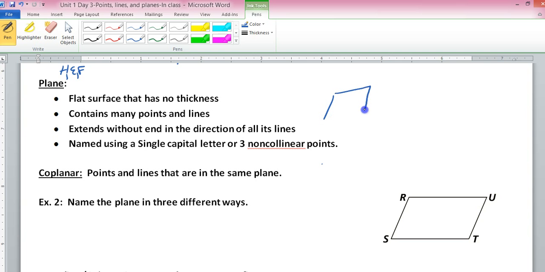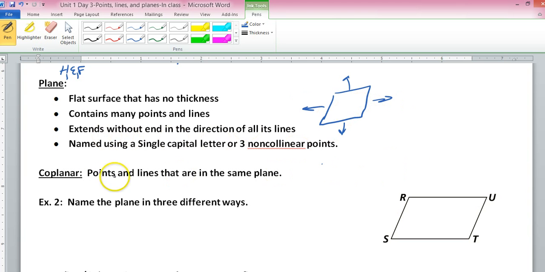So although if I draw a plane up here, you have to imagine that it can extend that way forever and ever, that way forever and ever, that way forever and ever, and that way. The only thing it cannot do is grow thicker in any direction. Now, we can name it using a single capital letter or 3 non-collinear points.